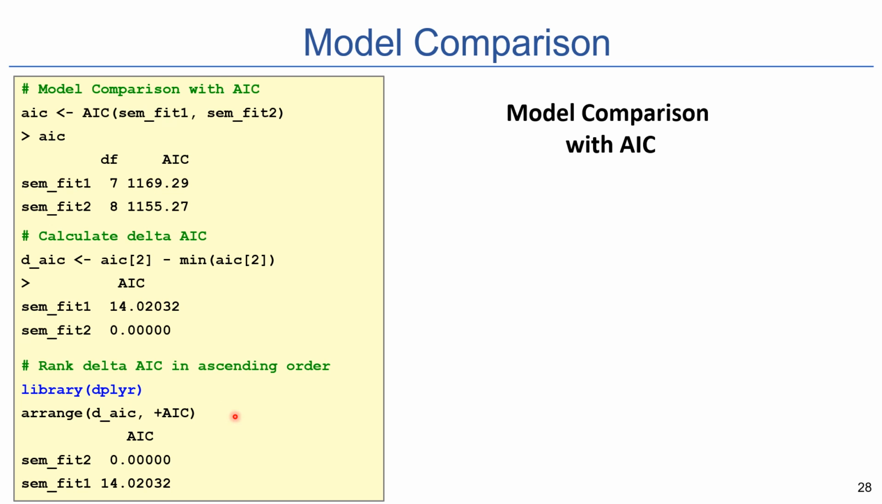And also we can rank our delta AIC in ascending order. For this I use the package dplyr and the function arrange. And here you can see the script. Ranking data in ascending order is very helpful, especially when we have multiple models which we want to compare and if we want to immediately see the best fit.